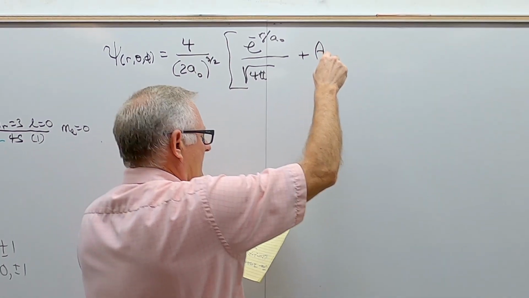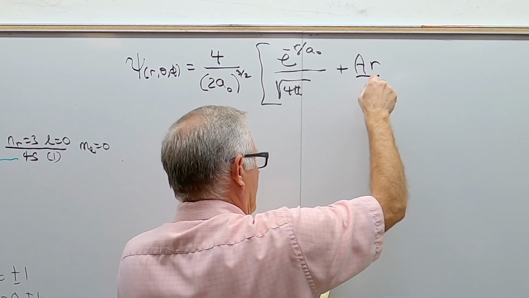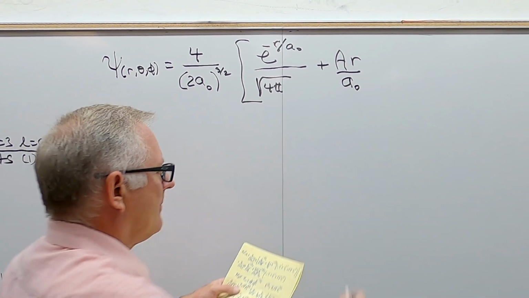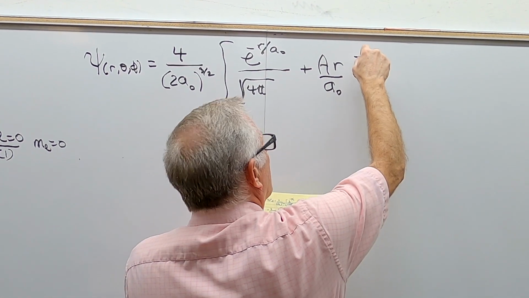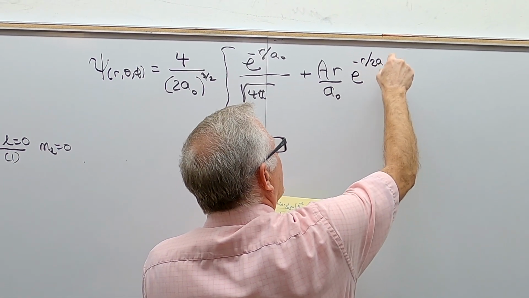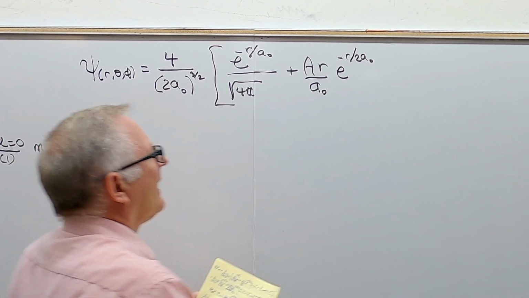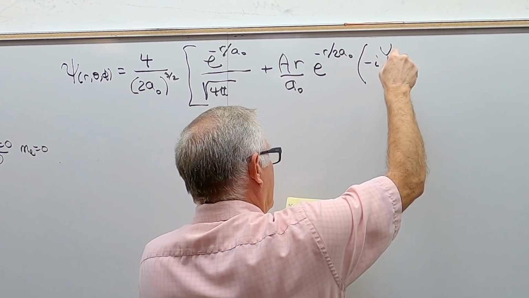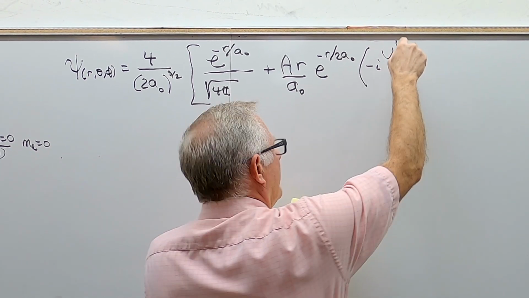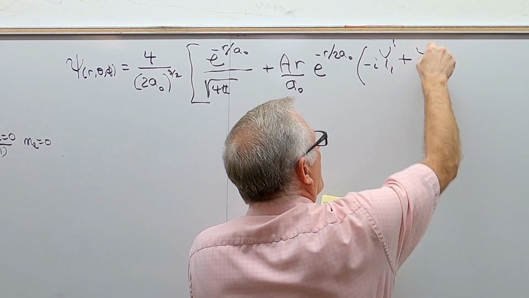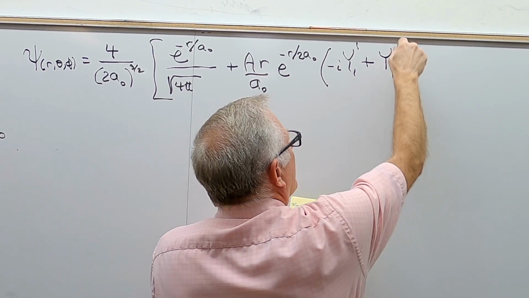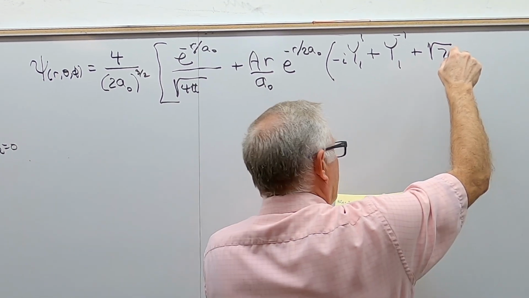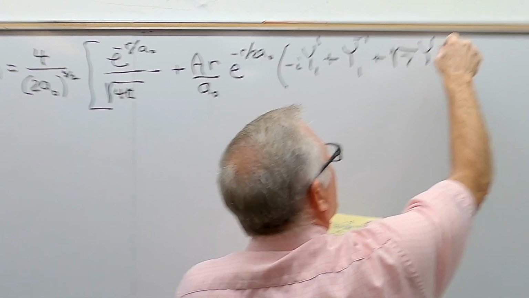a r over a naught times e to the minus r over 2a naught times minus i Y, the spherical harmonic 1,1, plus Y 1,-1, plus the square root of 7 Y 1,0.